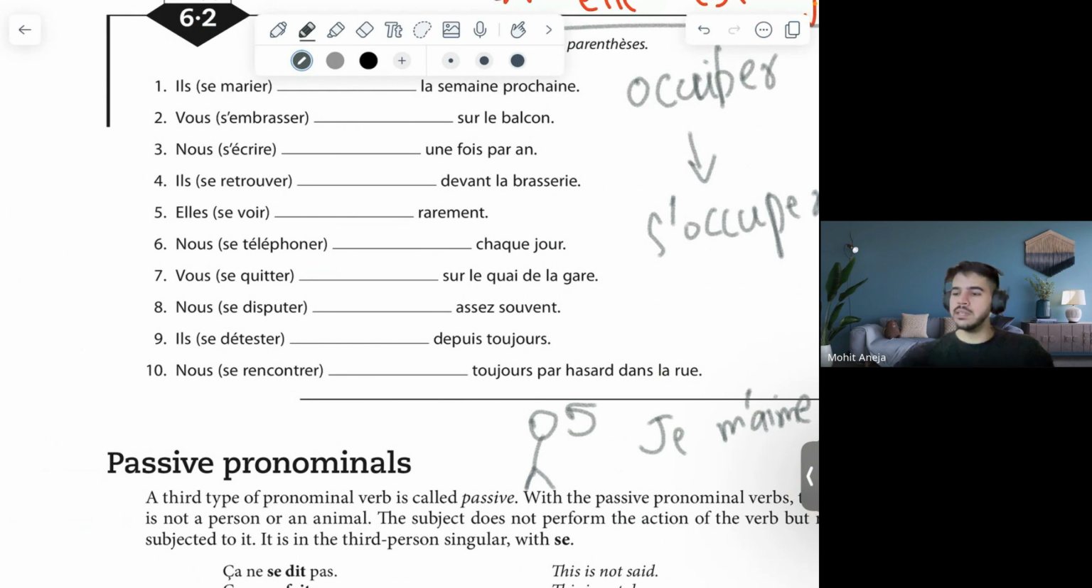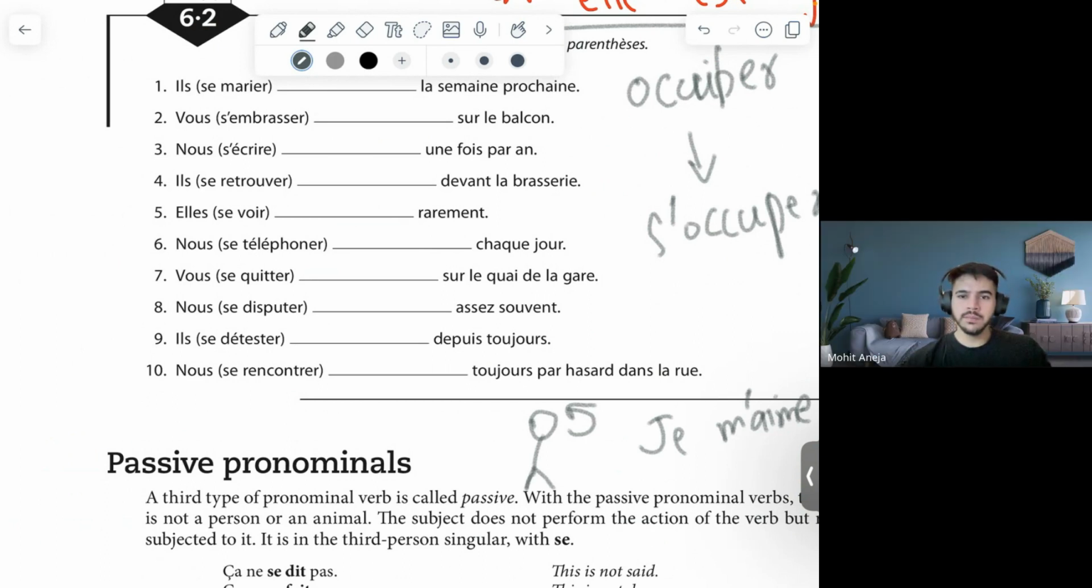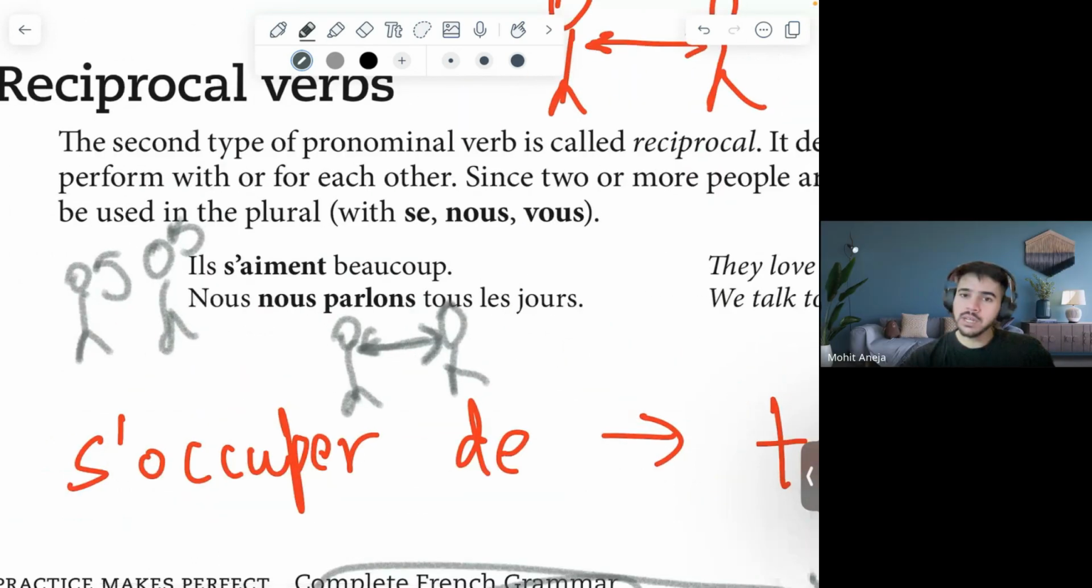Hussein, can you say that? I love myself. How will you say that? Yeah, ma'am. Je m'aime. Is that clear? Il se parle. Nous parlons. Right now we are talking to each other. How will I say that? Nous parlons. Is that clear? Right now we are talking to each other.